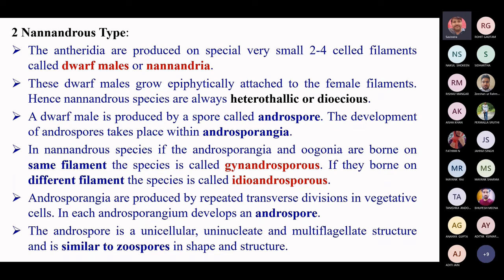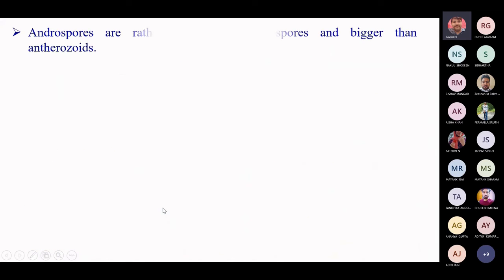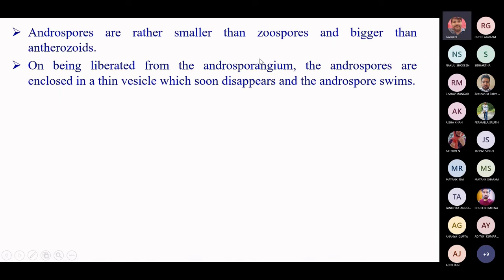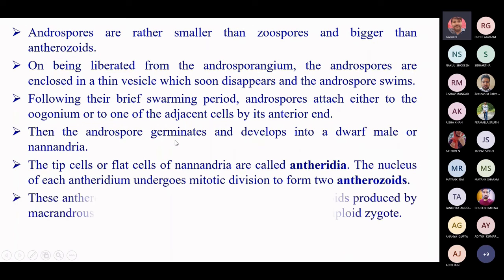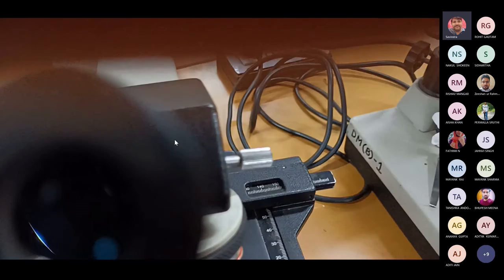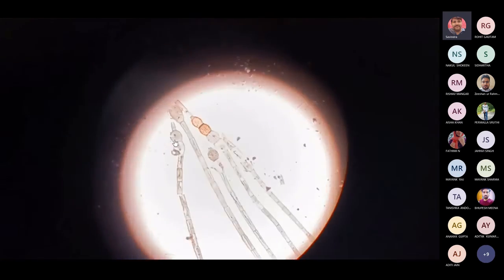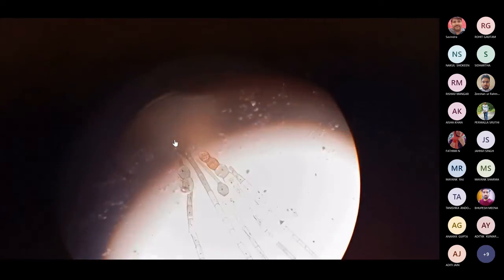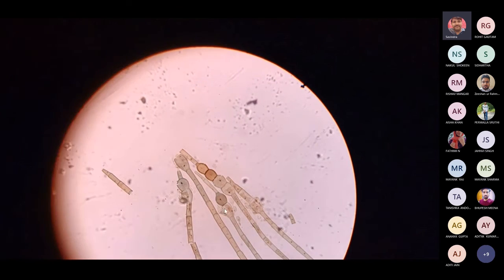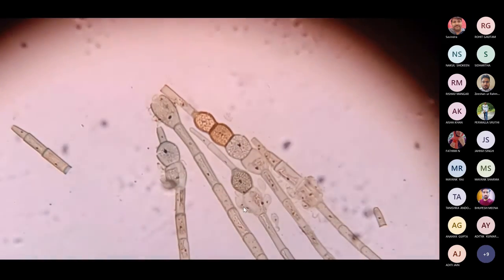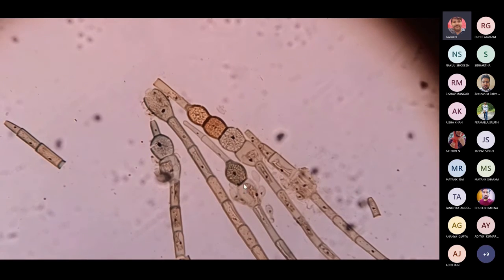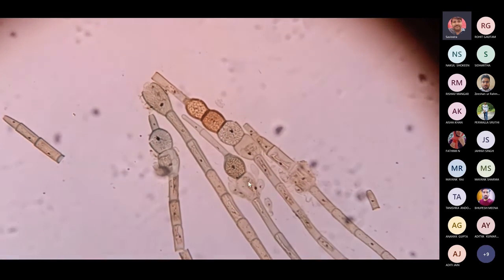This thing I already explained, that zoospores are similar to androspores or anthrozoids. So I will show you what happened. This is a slide. Here you can see the oogonium is there. Here, the oogonium is there. On the bottom, there is a cephalotory cell, slightly bigger than the others.